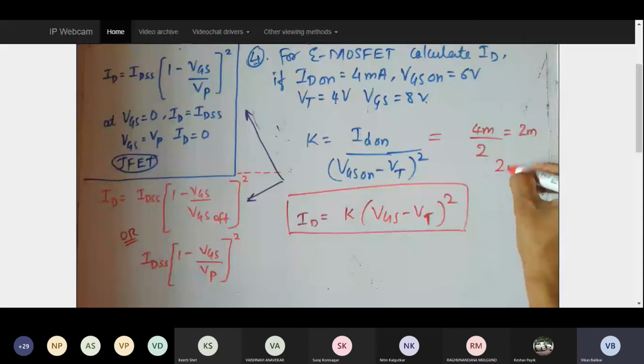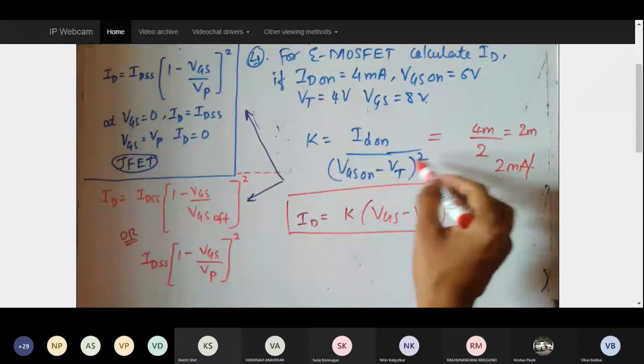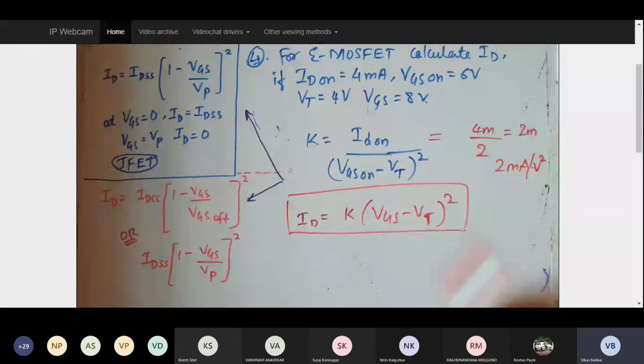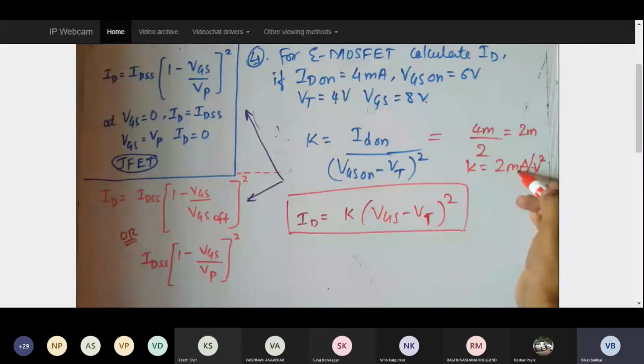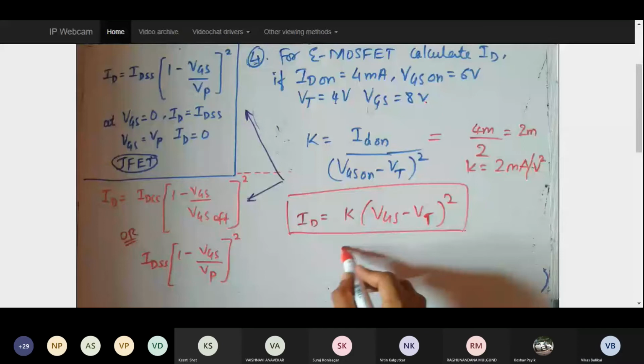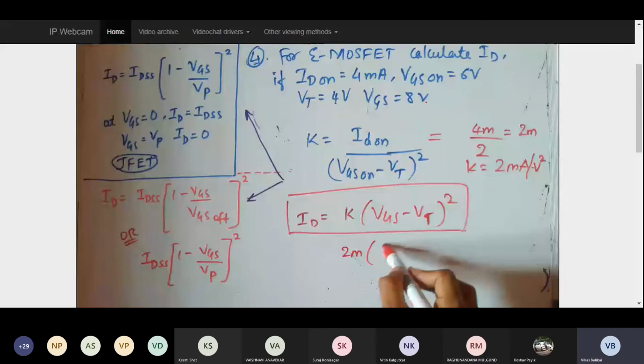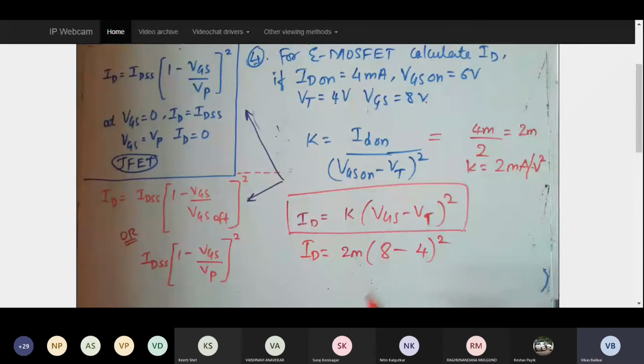See, when you are not sure about what you are going to get as the end unit, I is given in terms of ampere and voltage is given in terms of volts, and because the square term is involved, you can just write ampere per volt square. So K is 2 milliampere per volt square. Now substitute 2 milli. What is my VGS? 8. And what is my VT? 4. Whole square. What will be my ID? This will be 4 square is 16, into 2 is 32 milliampere.